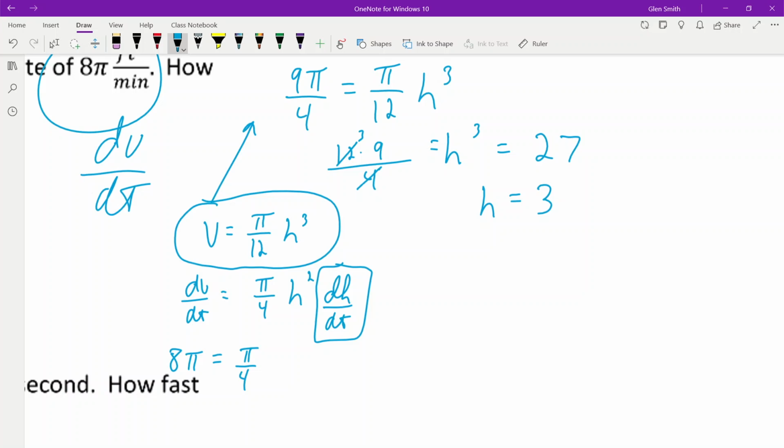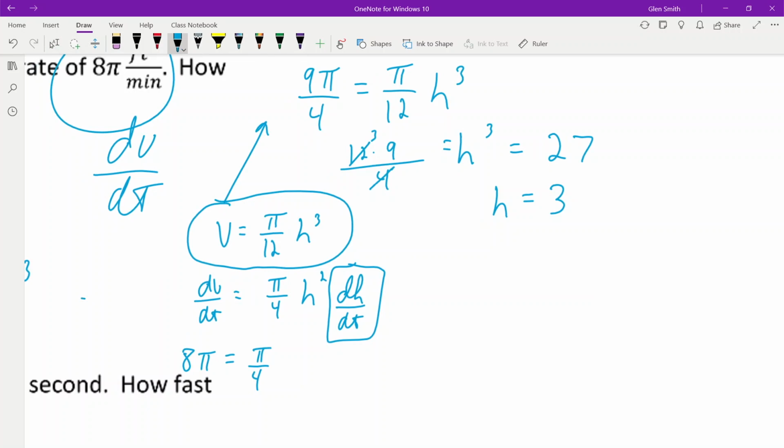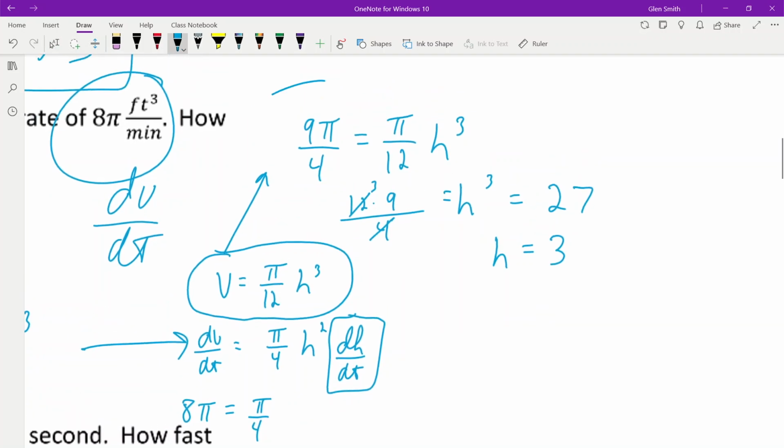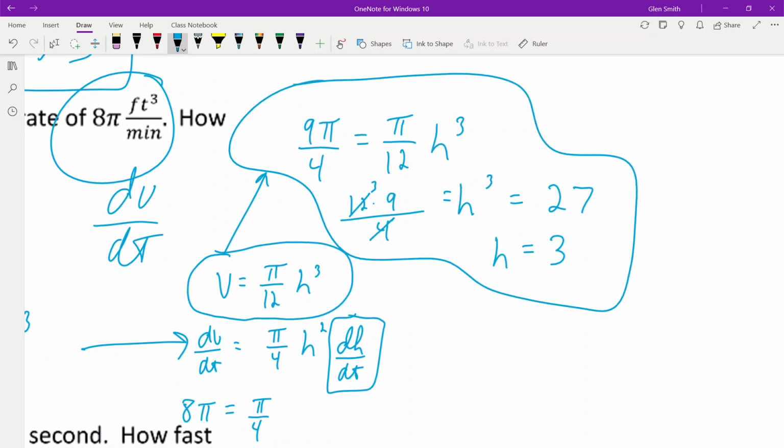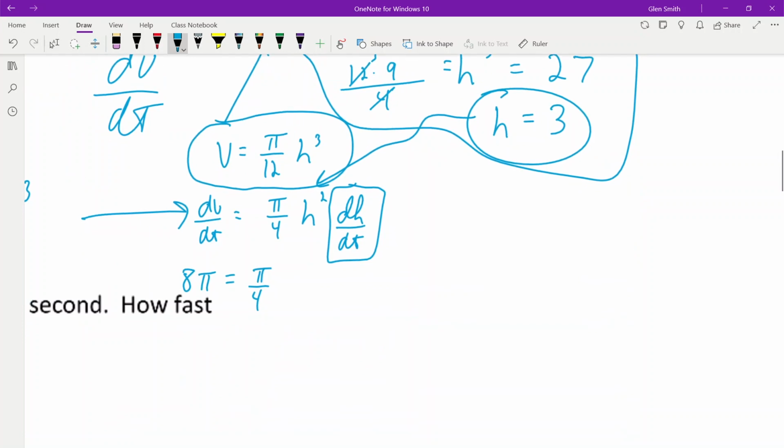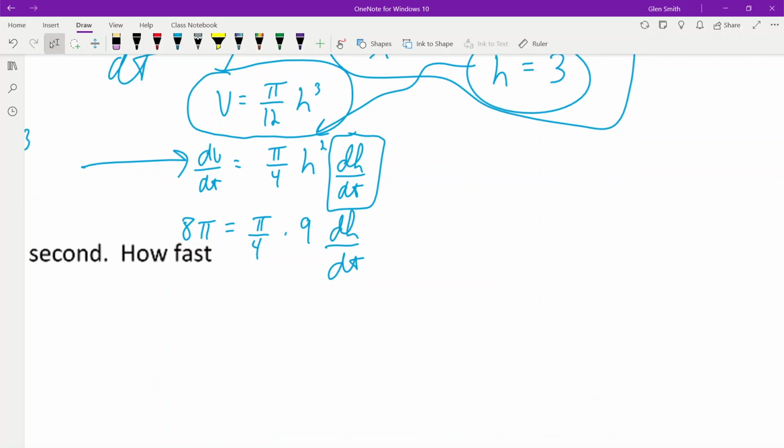But now we know the height, that just gets plugged in. Remember what we're doing down here, dV/dt. We just did all that work up here to find h, right? That's what that was. That was finding h. h is 3. We're going to plug that into there. So h is 3, so this is a 9 dh/dt. And then we're going to solve that for dh/dt. And we're just cross multiplying here essentially, gang. We're going to multiply by 4, divide by pi, and divide by 9. That looks like this. 32 over 9.